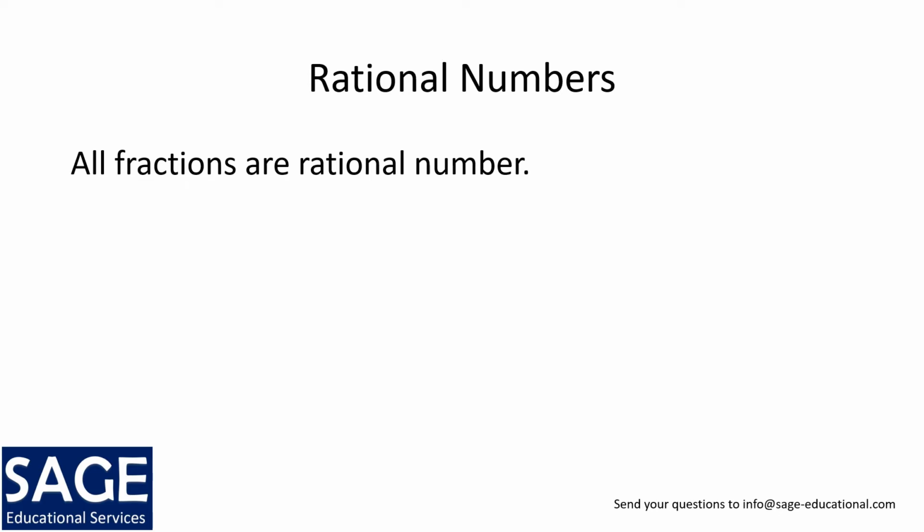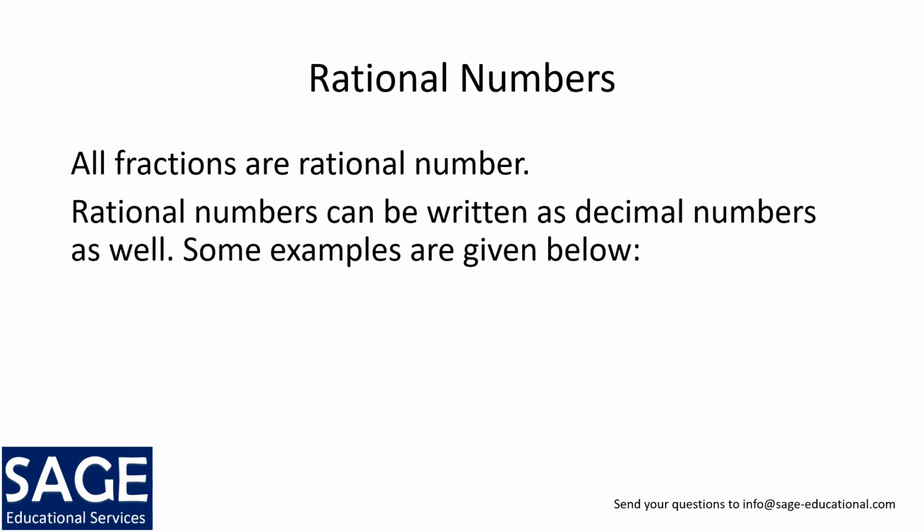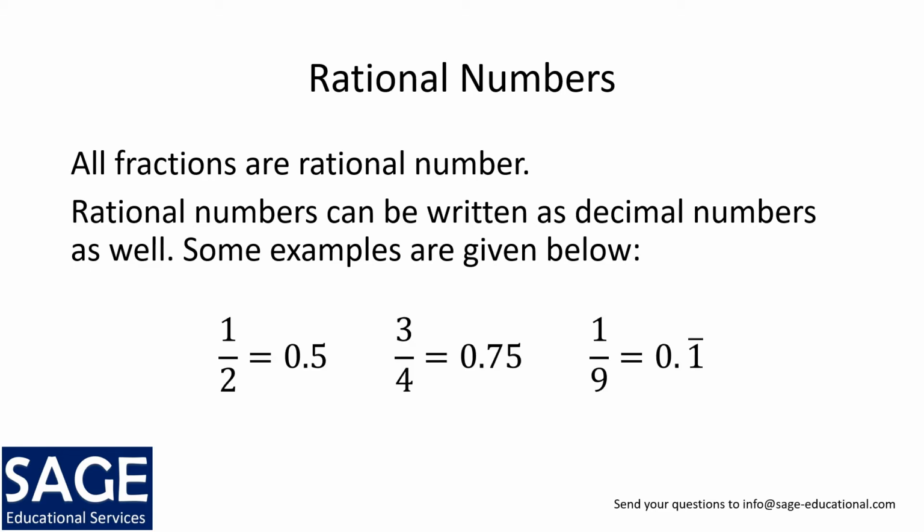All fractions are rational numbers, and rational numbers can also be written as decimal numbers. So here are some examples of rational numbers being written as decimals. 1 over 2 can be written as 0.5, 3 over 4 can be written as 0.75, 1 over 9 can be written as 0.1 with a dash on top, which means it's 0.1111 and it keeps going forever. In this video, we will limit ourselves to operations on fractions, and we will not talk about operations with decimals. We will have another separate video on that.